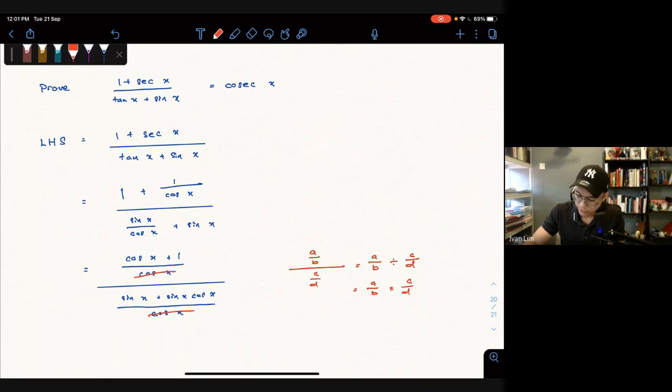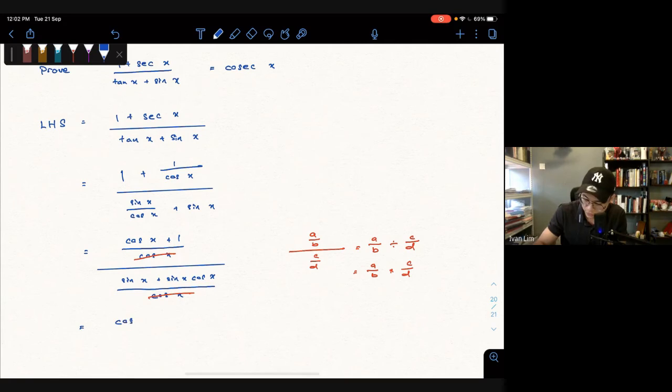So this is the concept. If you're unsure, just write it down using this concept. Otherwise, you can simply simplify the entire thing. This would give you cos x plus 1 over sine x plus sine x cos x. Maybe you cannot see it yet, but we're very close already. You can keep in mind that this over here is 1 over sine x.